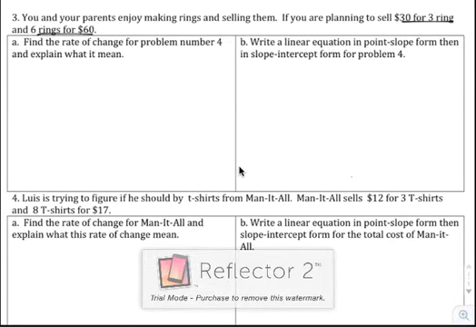Alright, Lewis is trying to figure out if she should buy t-shirts from Man It All. Man It All sells 3 t-shirts for $12 and 8 t-shirts for $17. So, find the rate of change. Rate of change is y2 minus y1 over x2 minus x1.